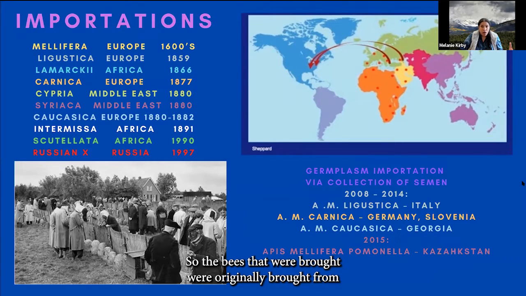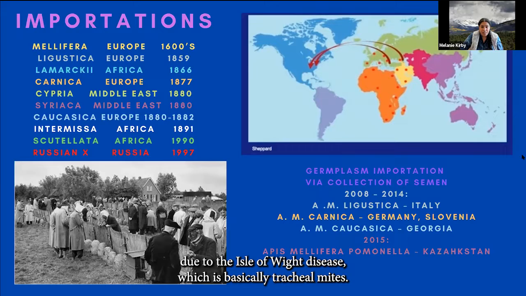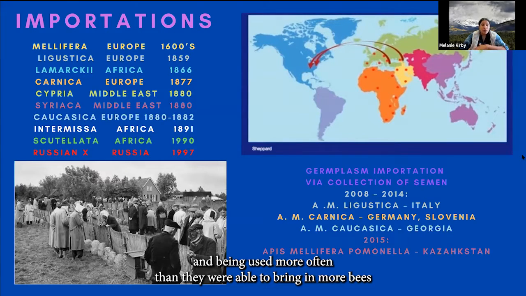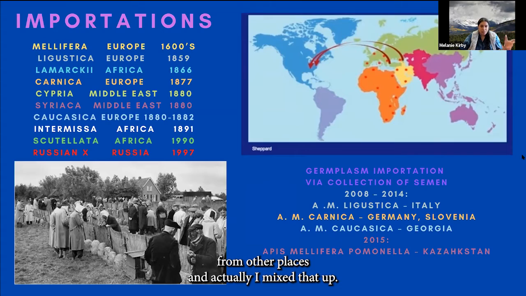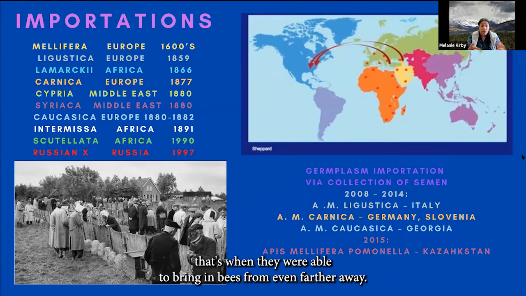The bees that were brought were originally brought from the England area and from the western part of Europe, because those were the closest to the coast, right, to get out. And then in the 20s, they shut the border due to the Isle of Wight disease, which is basically tracheal mites. But as steamships began to be invented and used more often, they were able to bring in more bees from other places. And actually, I mixed that up. They didn't shut the borders till the 20s. So right before the 20s, when steamboats were starting to be used, that's when they were able to bring in bees from even farther away. But there was a kind of lapse in there.